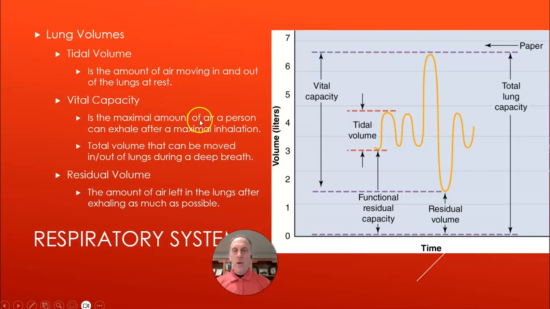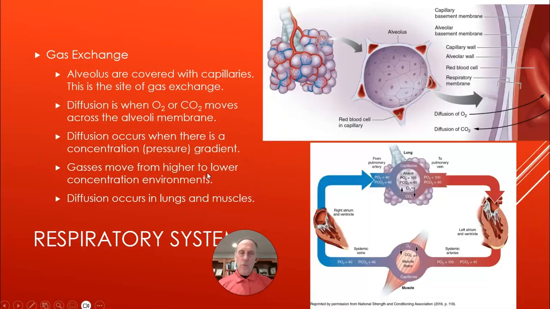Vital capacity is the amount of air a person can exhale after maximal inhalation. So I've inhaled, I've sucked in a bunch of air, and I try to blow out as much air as possible. That's vital capacity. It's the total volume that can be moved in or out of the lungs during a deep breath, and that is a real easy and refined way to remember it. Once you've fully exhaled, the amount of air that's left over is residual volume, which is down here. Hopefully that helps tighten it up a little bit. I know it's a bunch of terminology coming at you. You just got to learn it. I'm sorry to say.